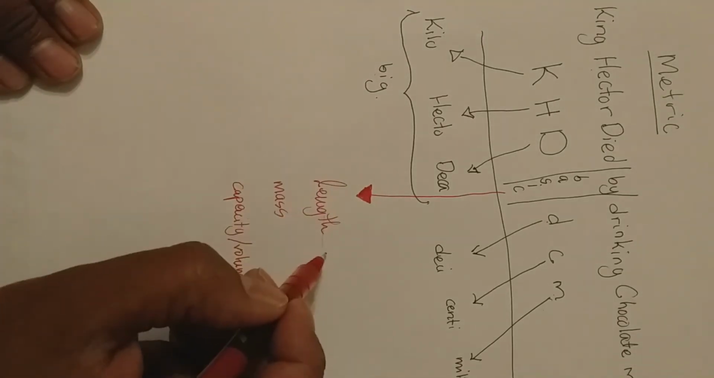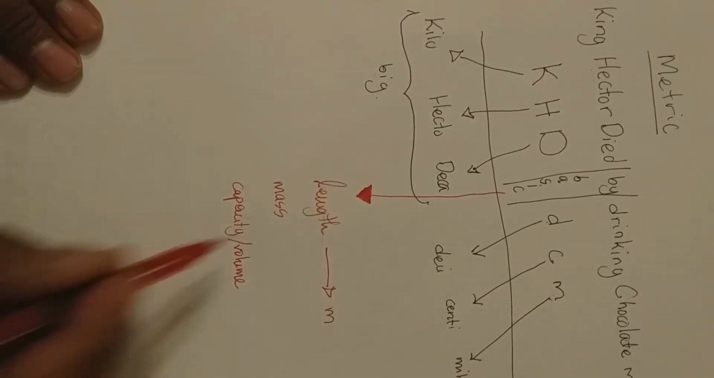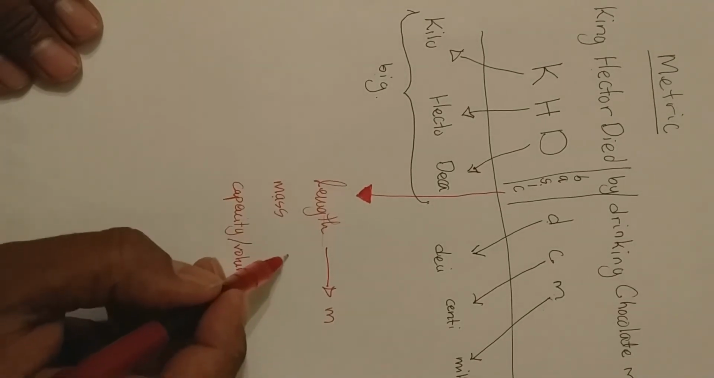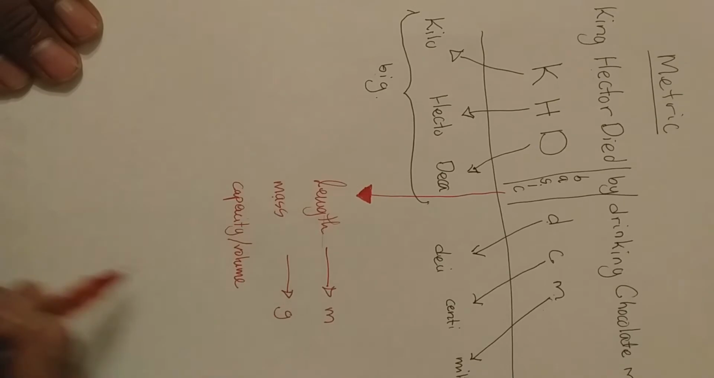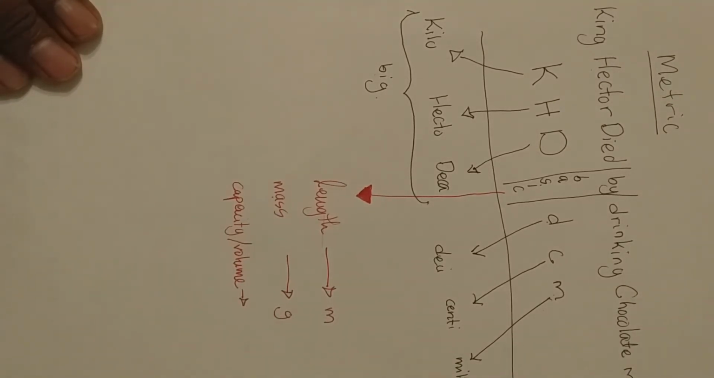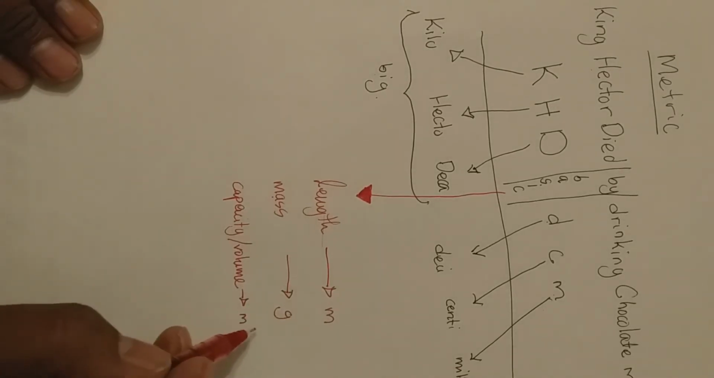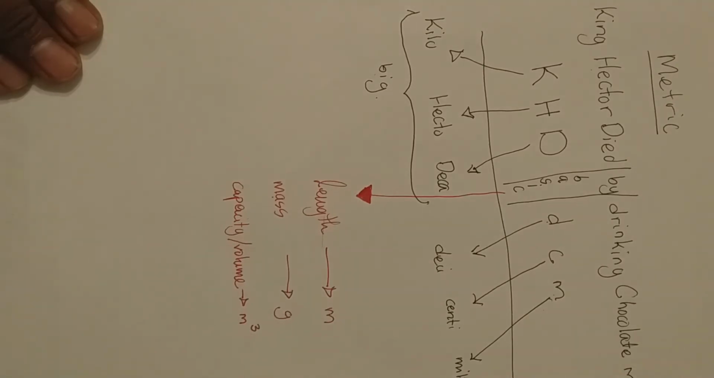The basic unit for length is meters. The basic unit for mass is grams. And the basic unit for volume or capacity is meters cubed, meters to the power 3, or cubic meters.